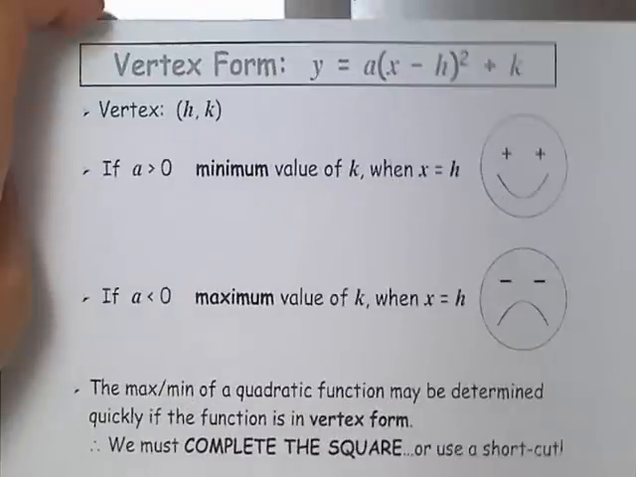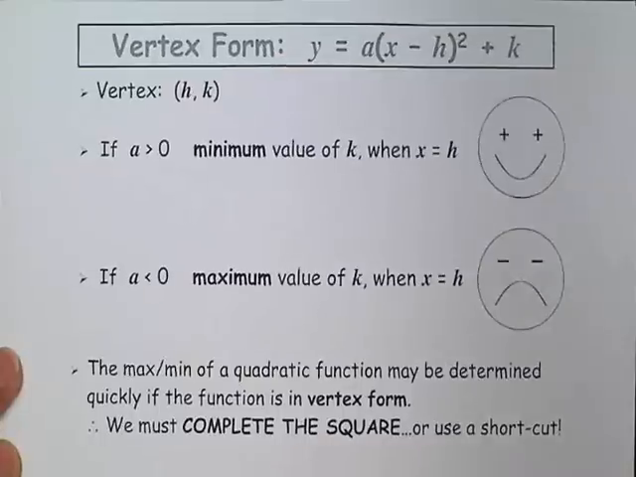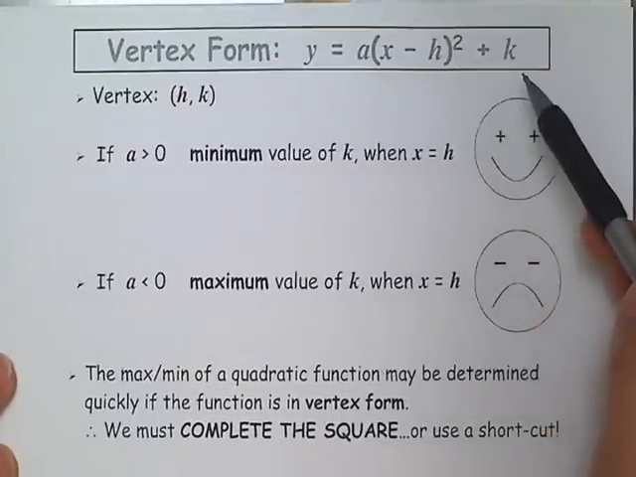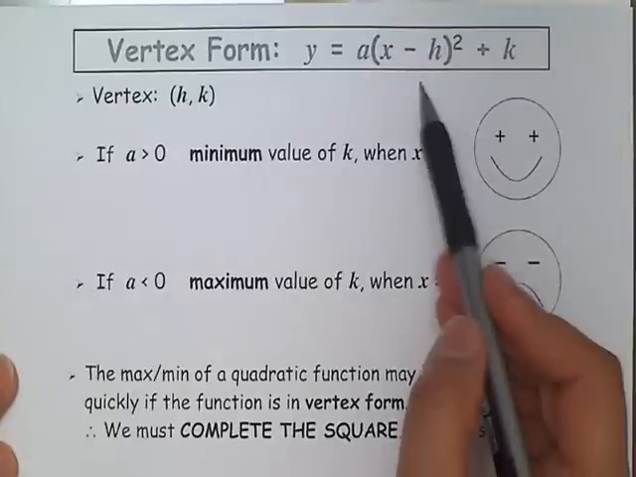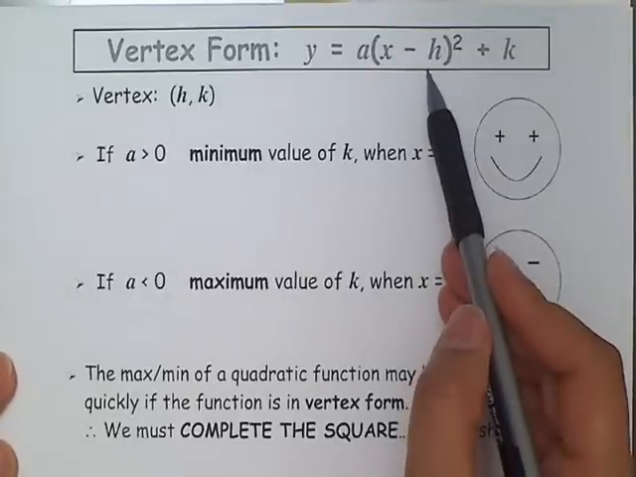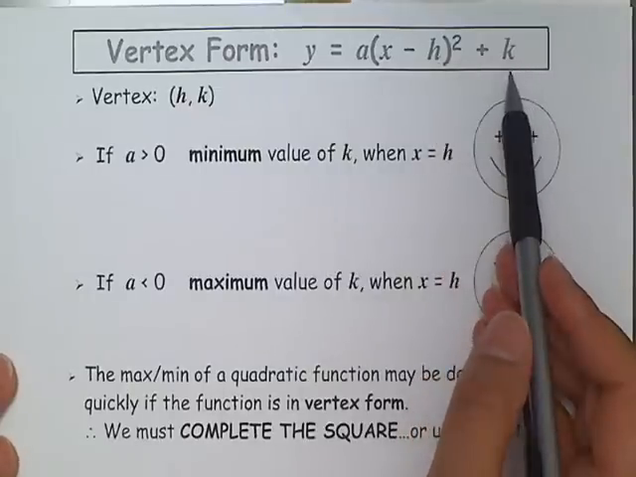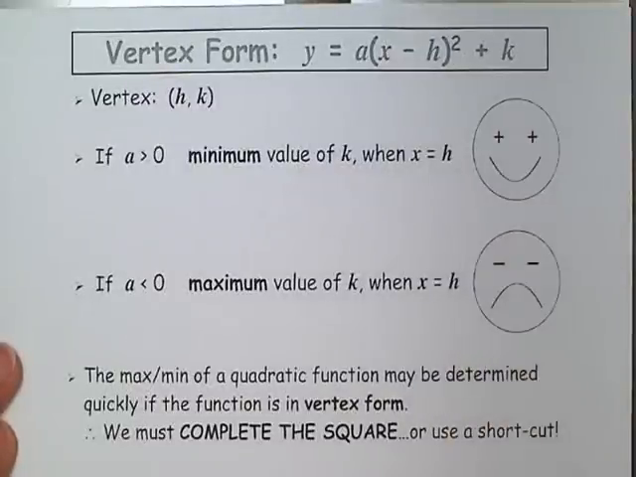Okay, looking at vertex form, y equals a(x minus h) squared plus k. It really doesn't matter what variables you have here. It doesn't matter that it's h and k. What you do want to remember is where those values are located. The transformations that are applied are really what indicate what the vertex would be. So a shift to the left or right or a shift up or down is really what you're looking at.